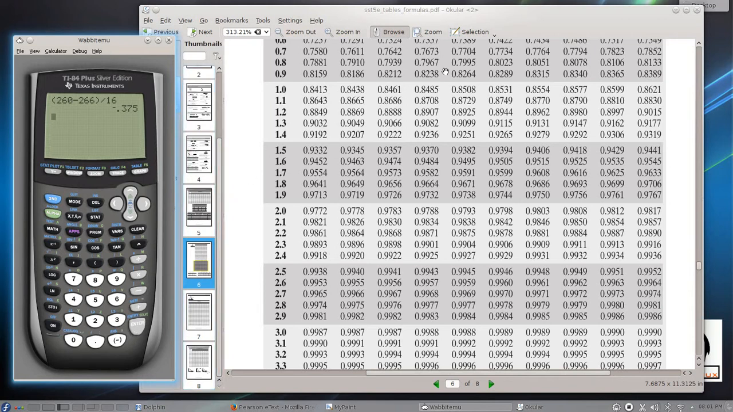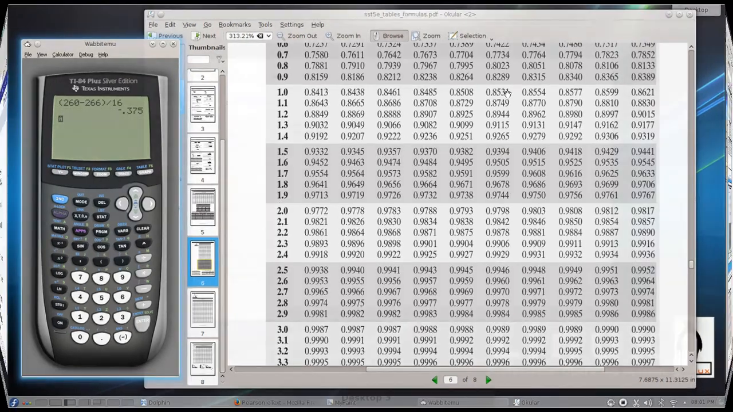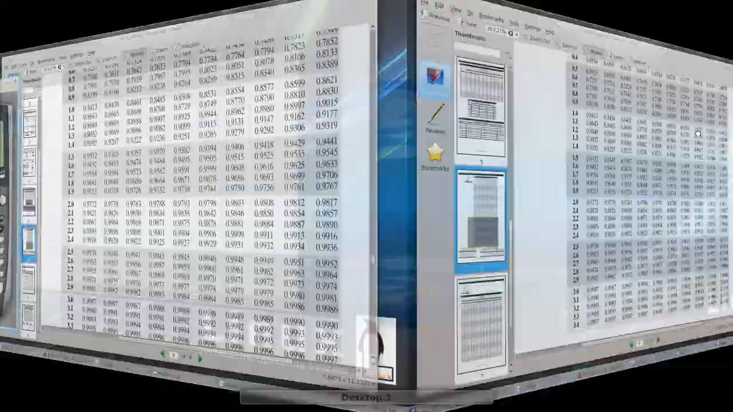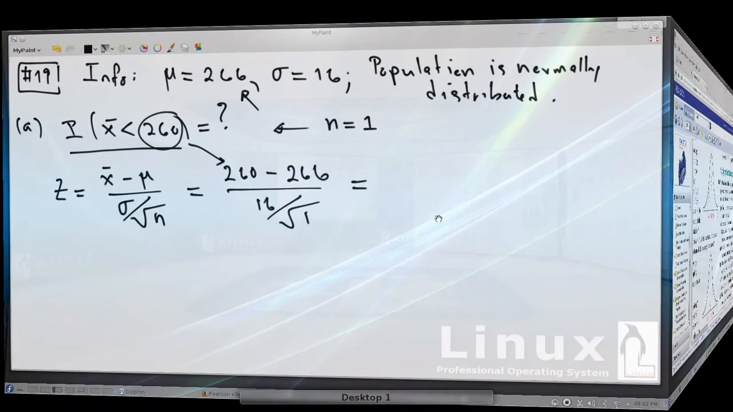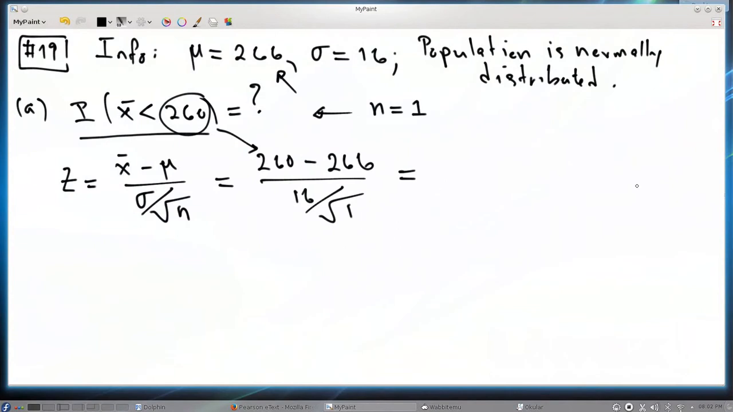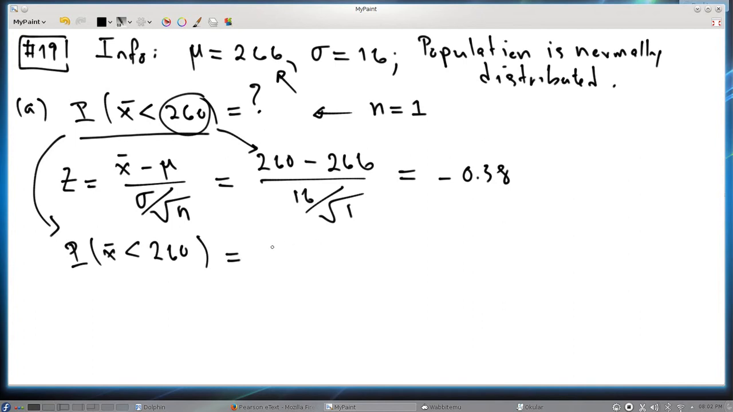And in fact, we will use this table right here, but before doing that, there are two of them, I don't know why, but anyway, so here we have negative 0.38 for the z value, and therefore the translation of the general distribution, which is P of x bar less than 260, is now rewritten in the z expression as P of z less than or equal to negative 0.38.